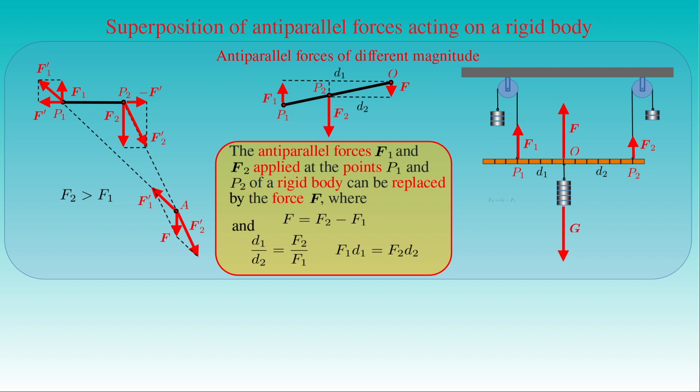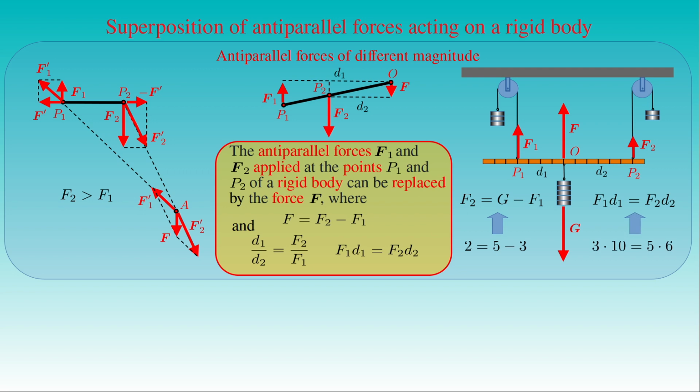The equation stating that the magnitude of F2 is equal to the magnitude of G minus the magnitude of F1 has the following numerical form. 2 units of weight is equal to 5 units of weight minus 3 units of weight. For the equation stating that F1 times D1 is equal to F2 times D2, we can write that 3 units of weight times 10 units of length is equal to 5 units of weight times 6 units of length.